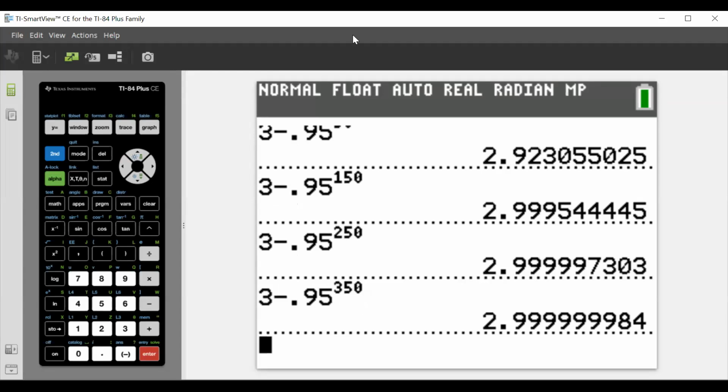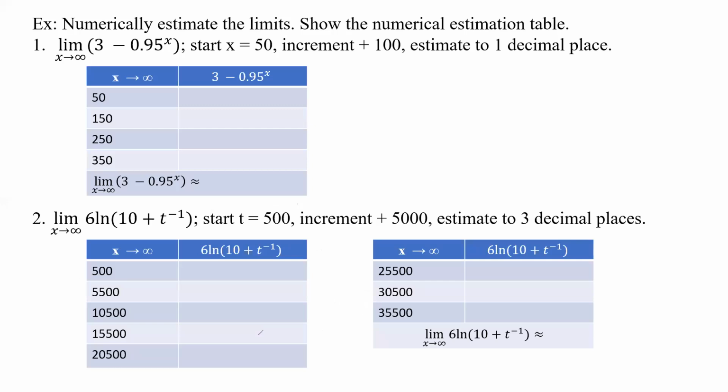So let's go back here, and let's write the numbers down that we had. When we plugged in 50, we ended up with 2.92305. Here we had 2.99954, and then we had 2.99999 and 2.99999 as well. And it says to 1 decimal place.